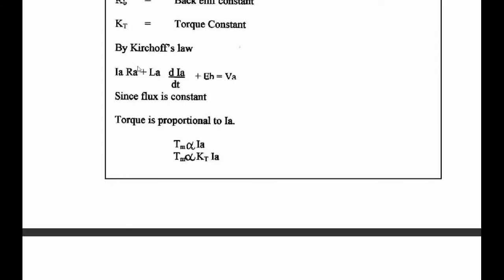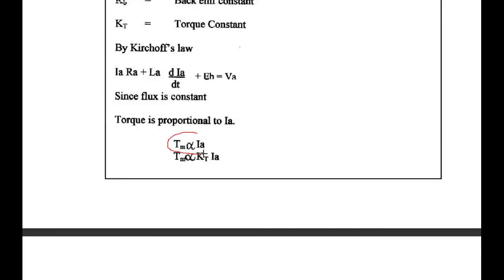By applying Kirchhoff's law in the loop of the DC motor, Ra Ia plus La into dIa by dt plus Eb is equal to Va. It is written from the diagram. Since the flux is constant, the torque is proportional to Ia. So motor torque is proportional to the armature current, and it is written as Tm is equal to Kt into Ia.